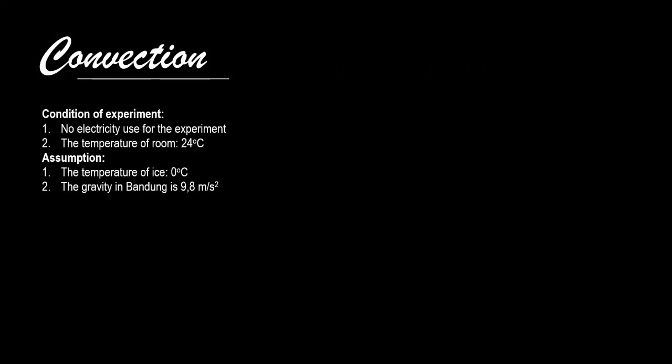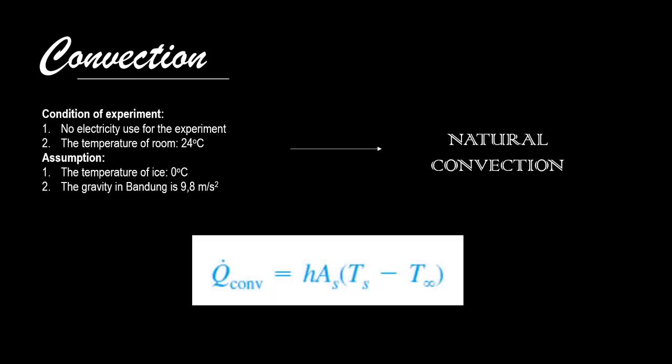As you can see in here, there is a condition of the experiment. Because there is no force in the experiment, we can say it is natural convection. To calculate the heat transfer in convection, we can use this formula. So the first thing that we must do is finding the value of h, or the convection coefficient.